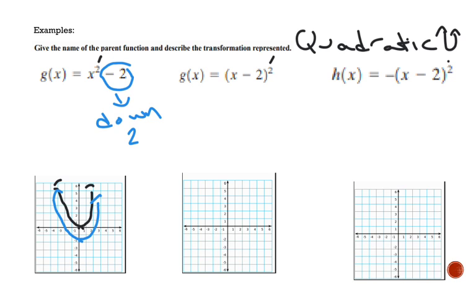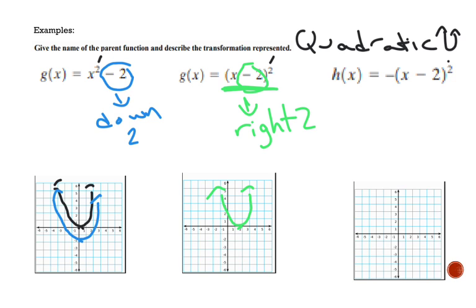If you look at this middle one, we have the quantity of x minus 2 squared. That minus 2 is inside the parentheses. So this is going to take your graph and move it to the right 2. It's the opposite of what it seems. So that means the vertex is going to be over at 2 on the x-axis.